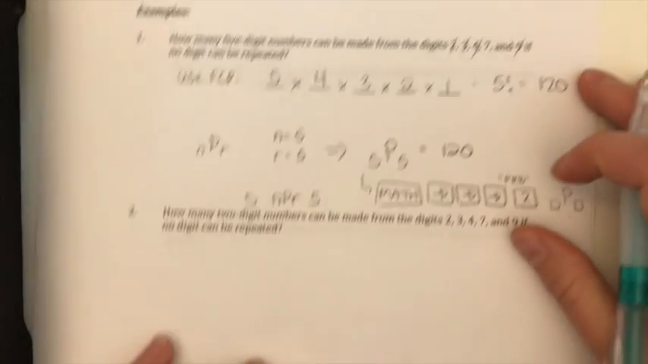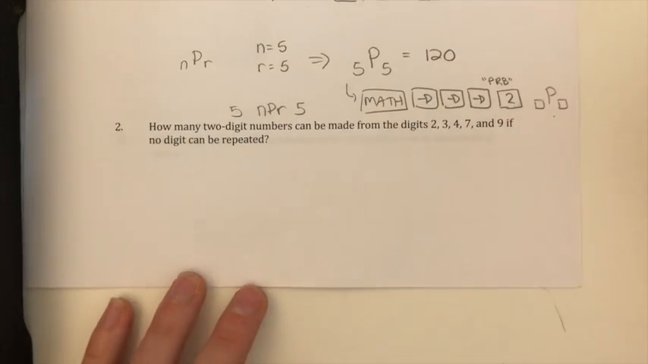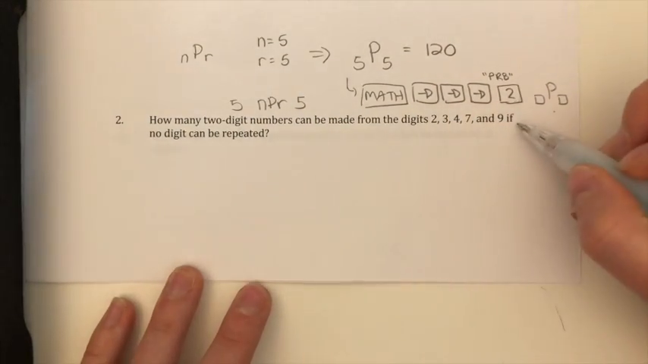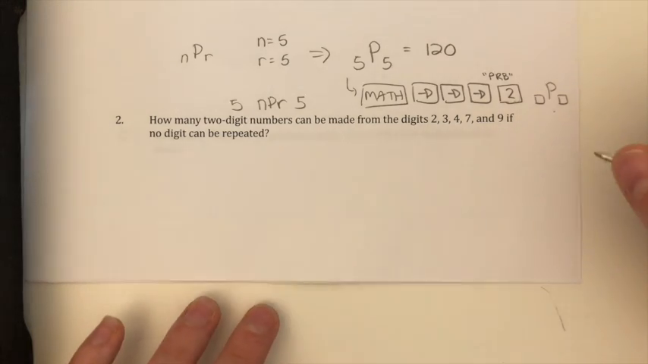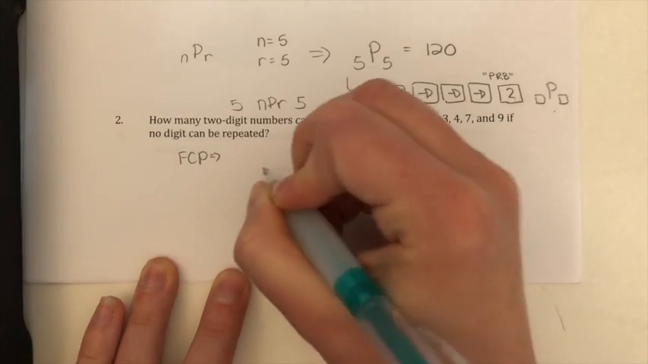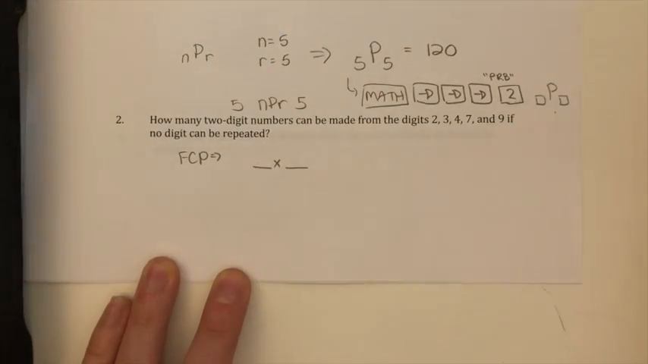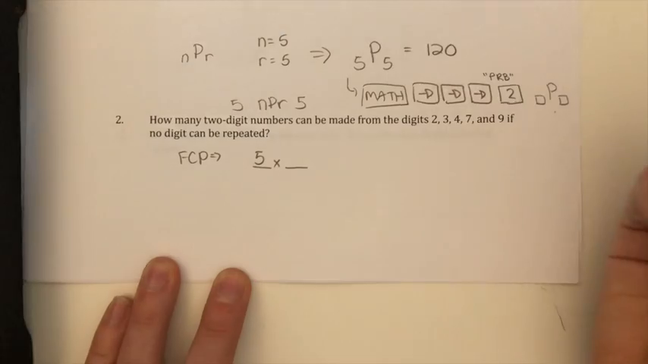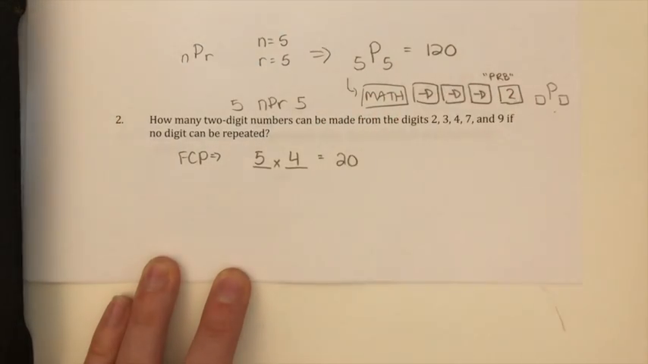Okay, so how many two-digit numbers can be made from these 5 digits if no digit can be repeated? So again, if we start with the fundamental counting principle, we're going to have just 2 spots to fill this time. We have 5 options for the first one, and then 4 options for the second one. So that would be 20 options.